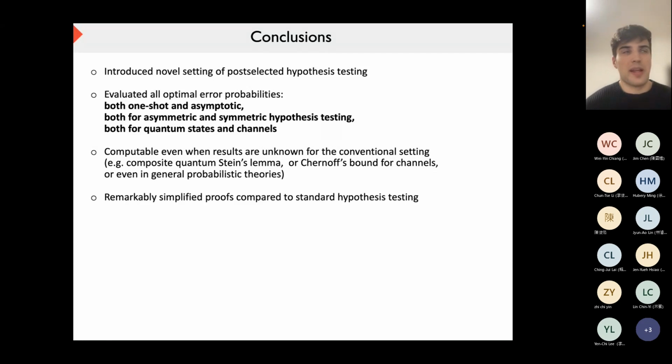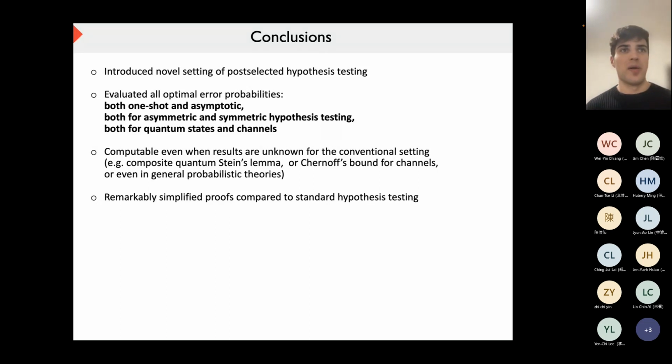And maybe the surprising thing is that we obtained remarkably simplified proofs compared to the standard approach. Essentially, everything here simplifies a lot, and we were able to show results. In quantum hypothesis testing, people spend decades working on, for example, the Chernoff bound. It took many years to prove. Stein's lemma also took many years to prove, and somehow we got results here almost for free.